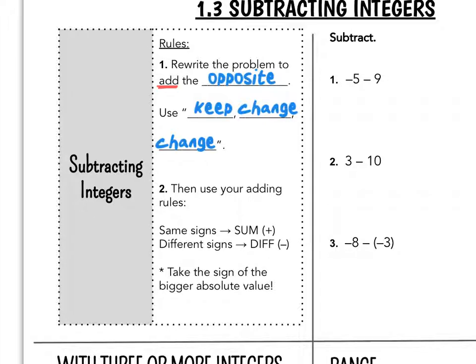After you rewrite the problem to an addition problem, the second step is to use your adding rules. Remember, same signs, you find the sum. Different signs, you find the difference. So let's go ahead and underline. Same signs, sum, that means you add. Different signs, you find the difference, so that means you would subtract. And then don't forget, always take the sign of the bigger absolute value. That's key, so let's go ahead and box that. Please pause the video if you need to finish writing down what I have written on here.